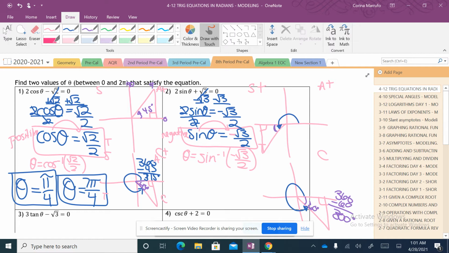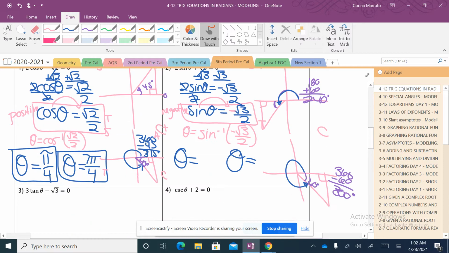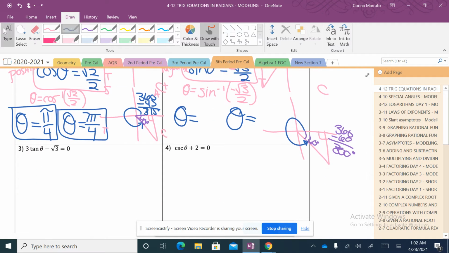This one, if this little reference angle is 60, then I do 180 plus the 60, and that gives me 240. But in our answers, they do not want it in degrees, they want it in radians. So I'm going to go ahead and check what 240 and 300 are as radians. 240 is right here, 4 pi over 3, and 300 is 5 pi over 3. So 4 pi over 3 and 5 pi over 3.